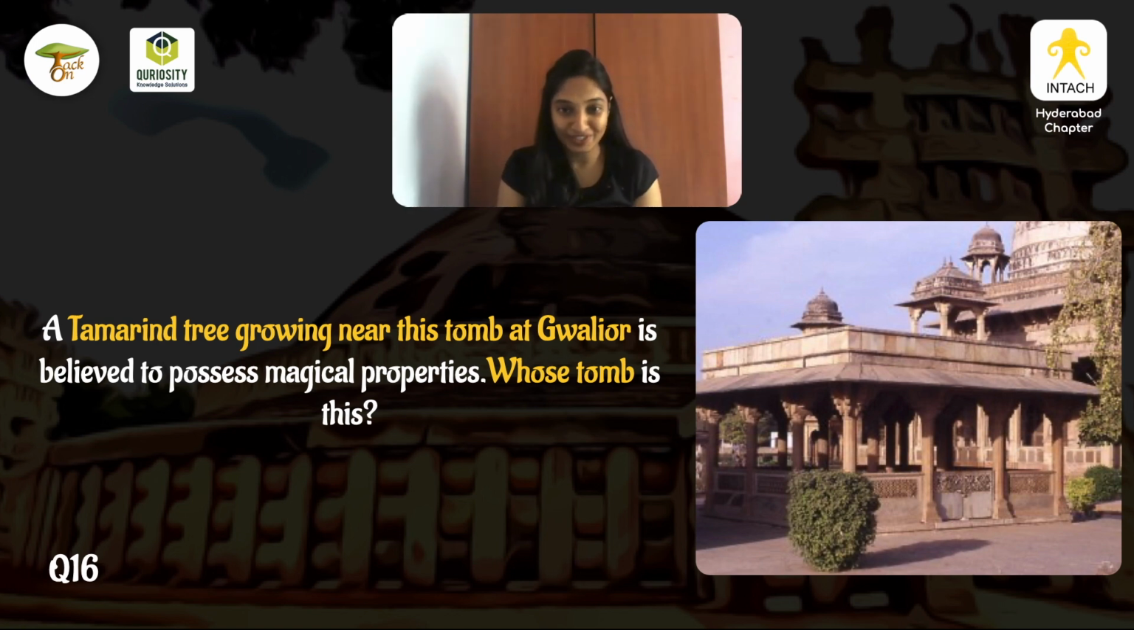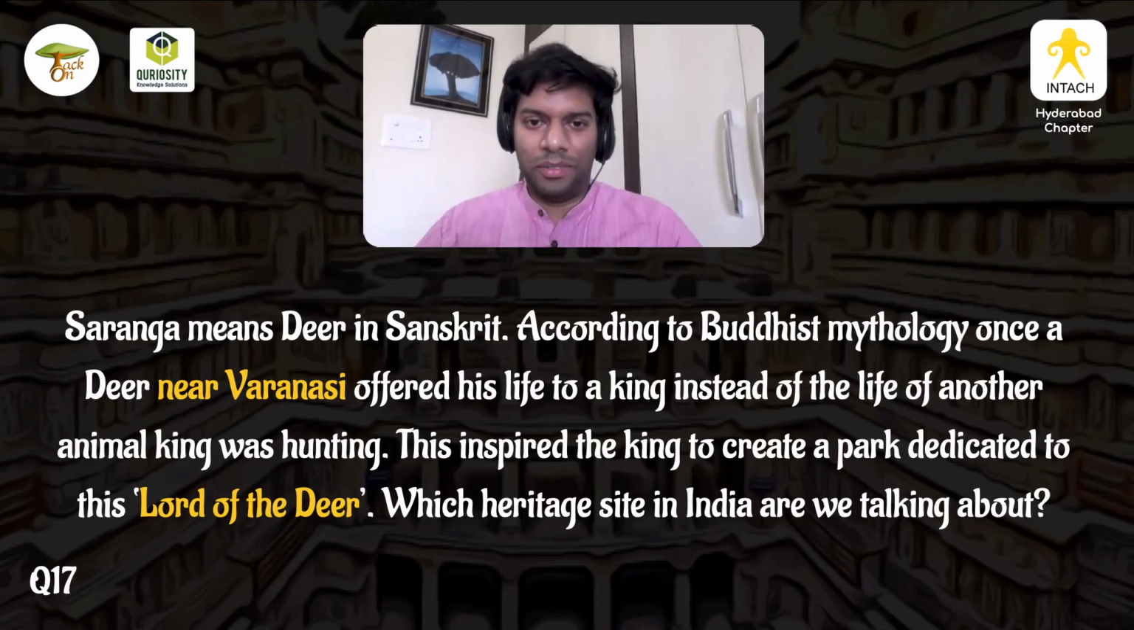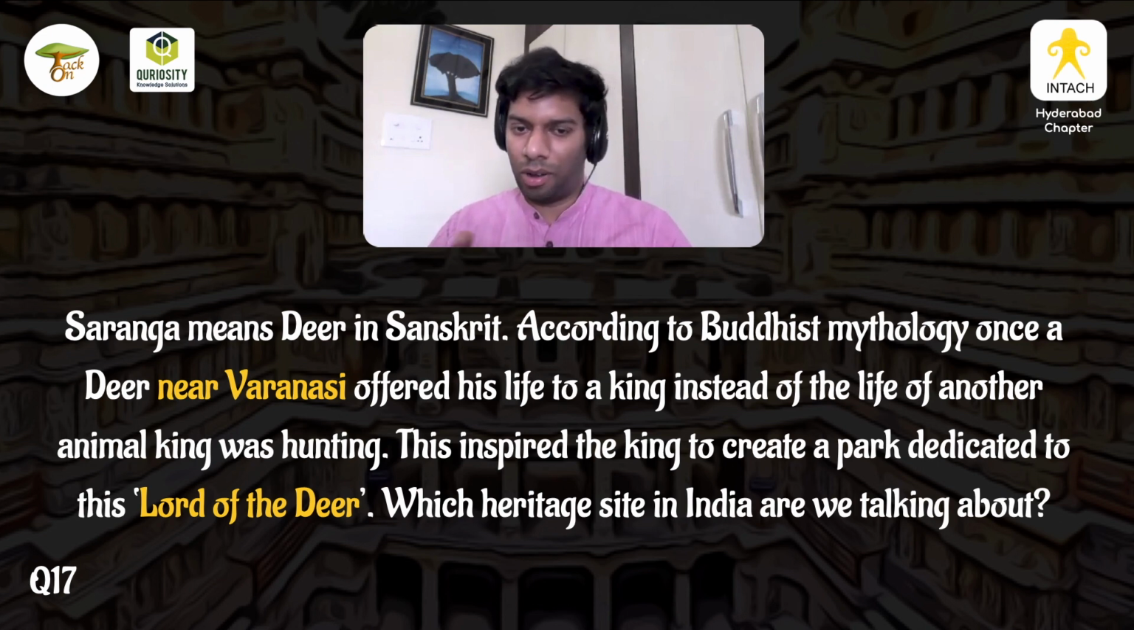Moving on to the next question. Question number 17. In Sanskrit, Saranga means a deer. According to one of the Buddhist mythological stories, once a deer near Varanasi offered his life to a king who was on a hunt. He was hunting some other animal, but this deer offered his life to the king. The king was impressed by this act by the deer, and he decided to create a park and dedicate it to this lord of the deer. Which heritage site in India are we talking about?